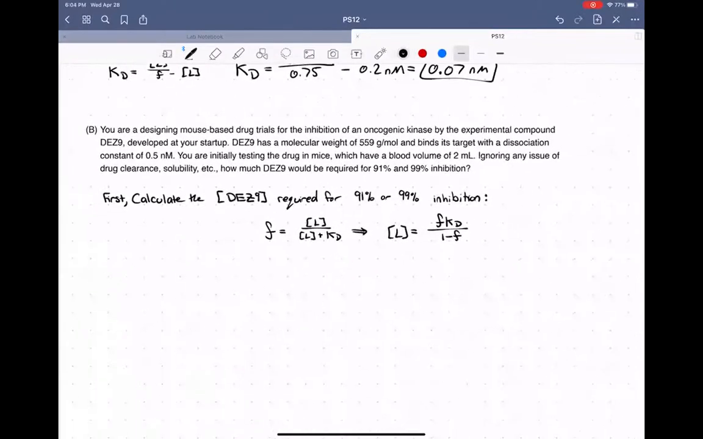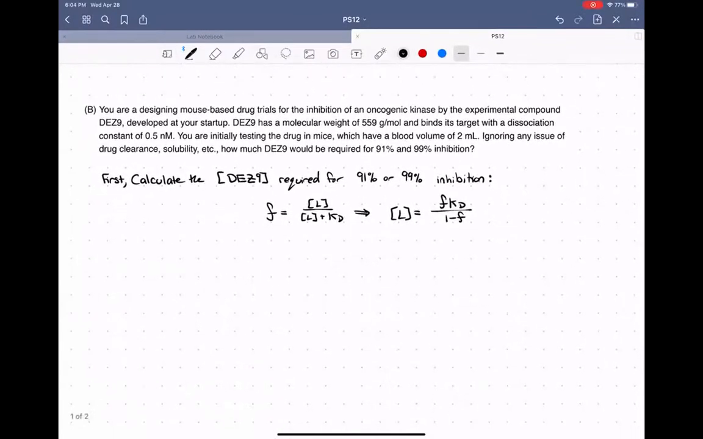This next question is a bit more involved. You're designing mouse-based drug trials for the inhibition of an oncogenic kinase by the experimental compound DES9 developed at your startup. DES9 has a molecular weight of 559 grams per mole and binds its target with a dissociation constant of 0.5 nanomolar. You are initially testing the drug in mice, which have a blood volume of 2 milliliters, ignoring any issues of drug clearance, etc. How much DES9 would be required for 91% and 99% inhibition?